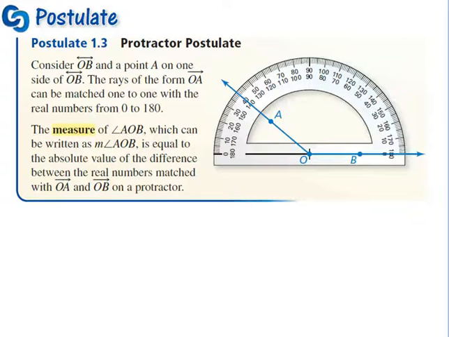All right, this next thing we have is what's called the protractor postulate. And basically what this is, someone came up with a way to measure these different angles. And so what they did is they decided to use the numbers 0 to 180 to measure these angles. The important part that you need to know here is that this little m stands for measure. So I'm talking about the amount of degrees in an angle. So when you see that little m, that means measure of angle AOB.